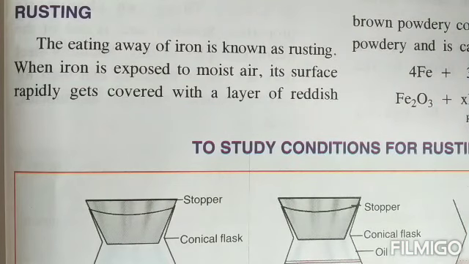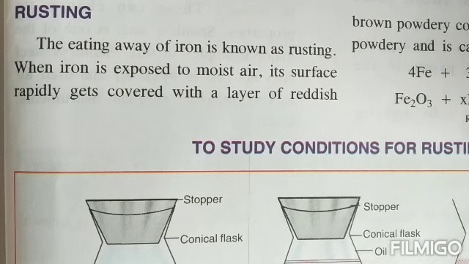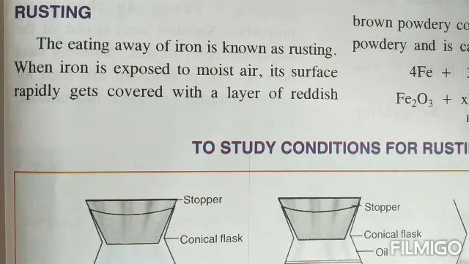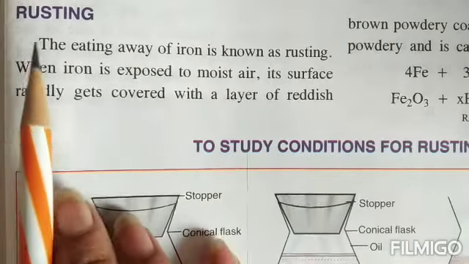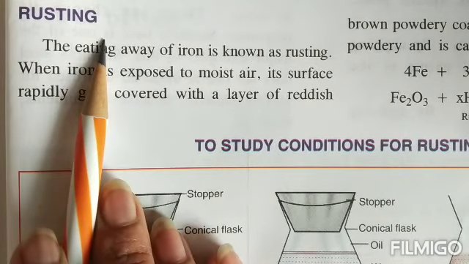Good morning, children. Today we are going to do the leftover portion of the chapter in chemistry, that is oxygen and oxides. So today we are going to see the last portion of this chapter, children, in which the heading that we are going to cover is rusting.